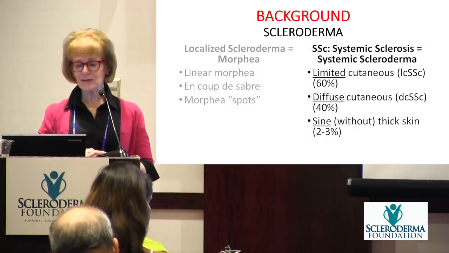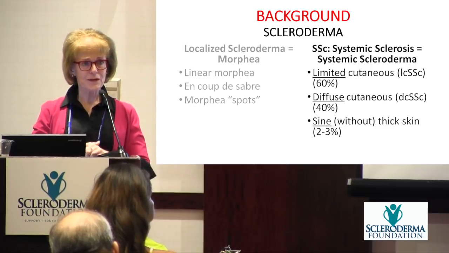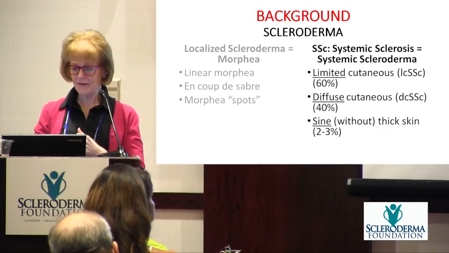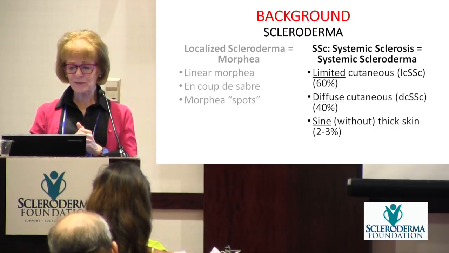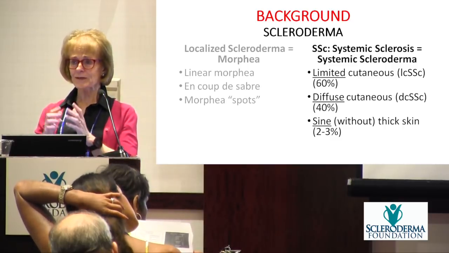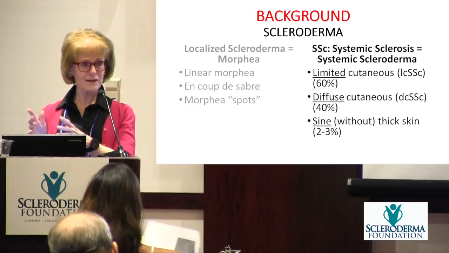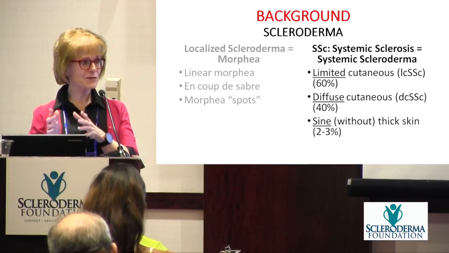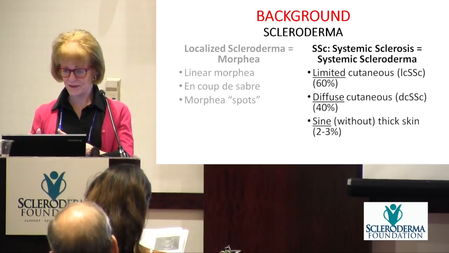So let's look at systemic scleroderma, which is probably what most of the people who are patients in this room have. Well, there are three different kinds. There's limited, diffuse, and sine, or without skin involvement. And you can imagine limited scleroderma sounds a lot like localized scleroderma. And this is the form that is most confusing to patients and most confusing to physicians.